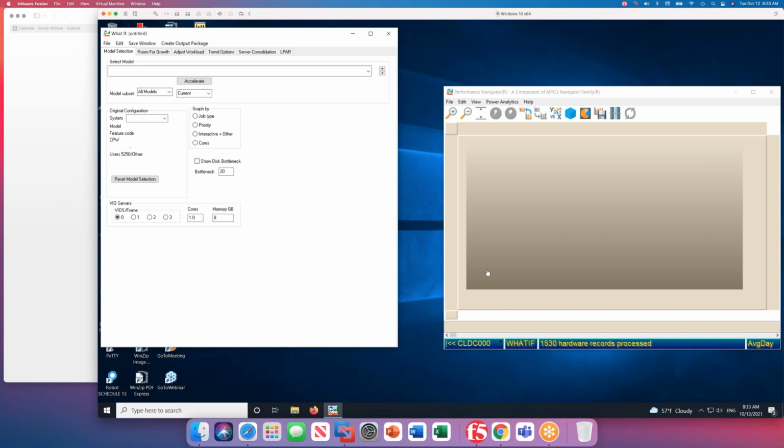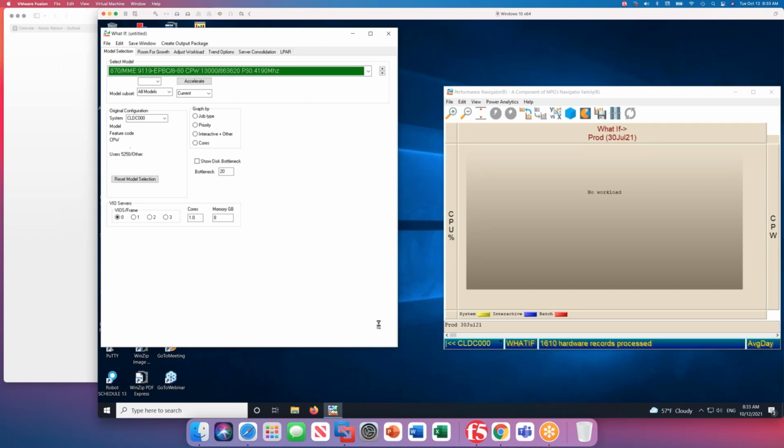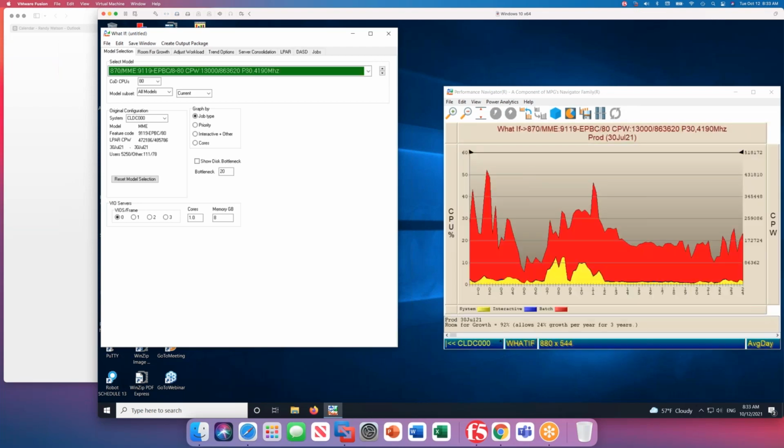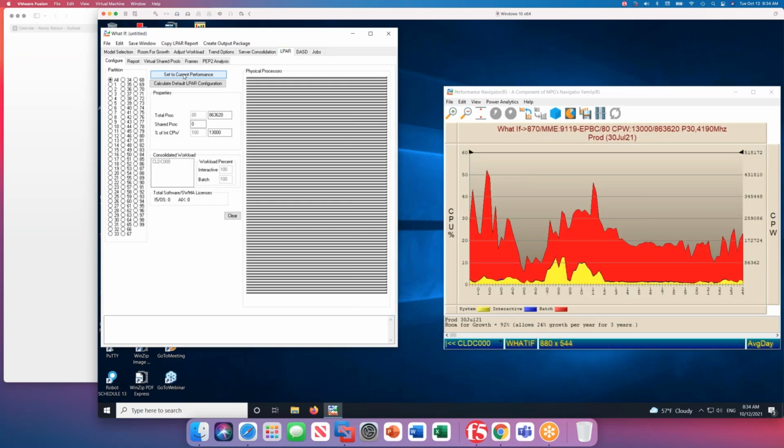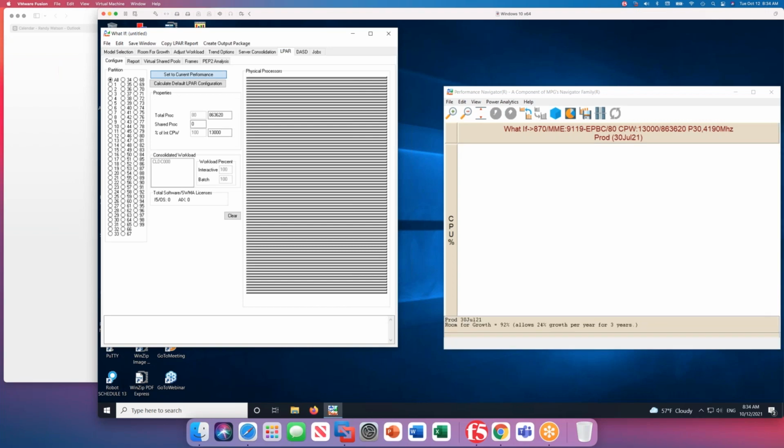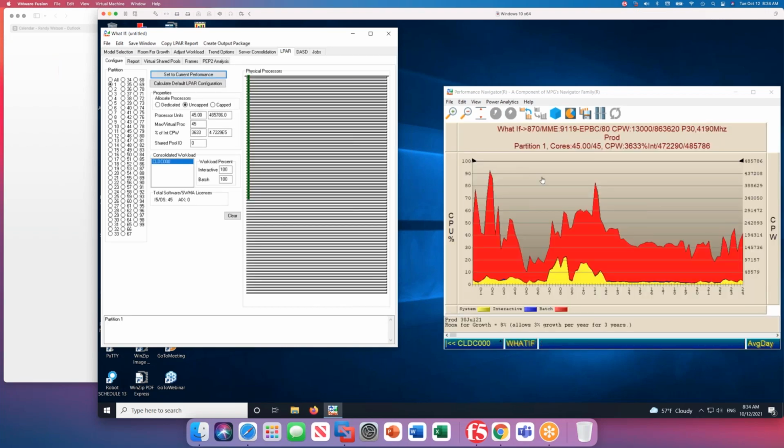You can see this is a big machine, like an 80 core machine, and it's reading its hardware. So there's that same picture you saw before. That's the peak day. It happened to be July 30th. So basically you come over here and say, I want to see what this looks like on a Power 10. If I come to the LPAR tab and say set to current performance, I'm basically saying set the machine as is. It's 45 and 45, and you can see that peak is 90%, right?